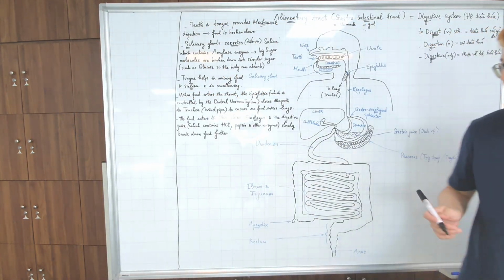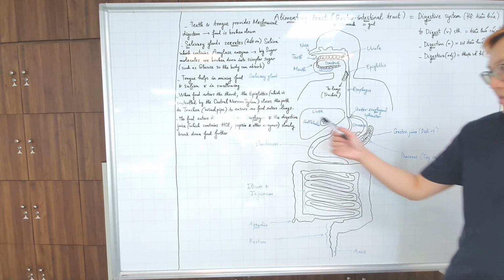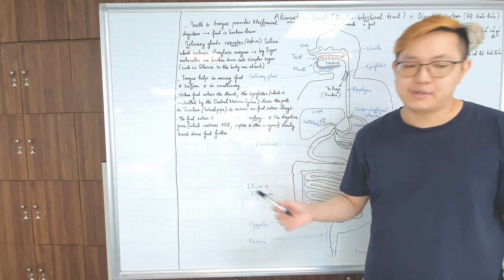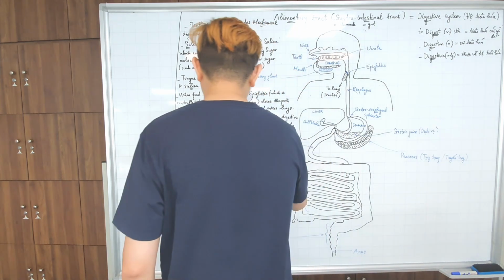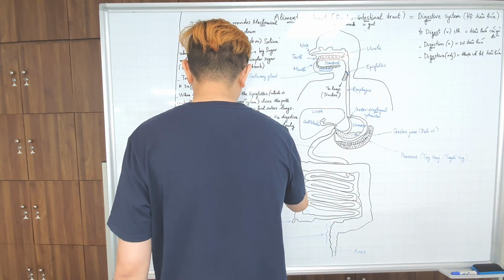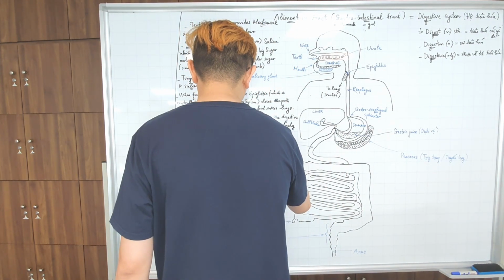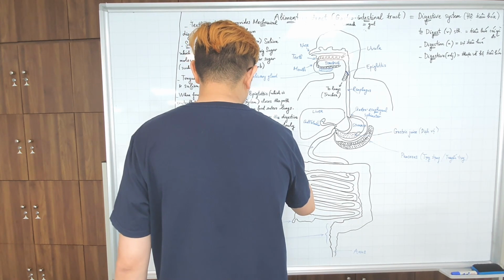So basically, the pepsin, HCl, the enzymes in the digestive juice, it slowly breaks down the food further, and this is called chemical digestion.